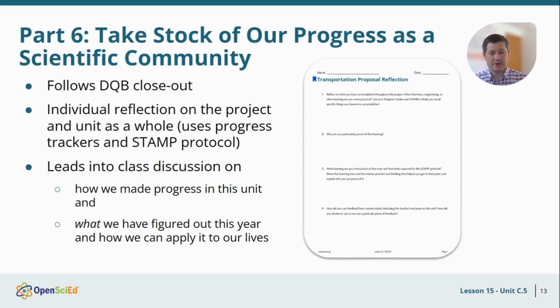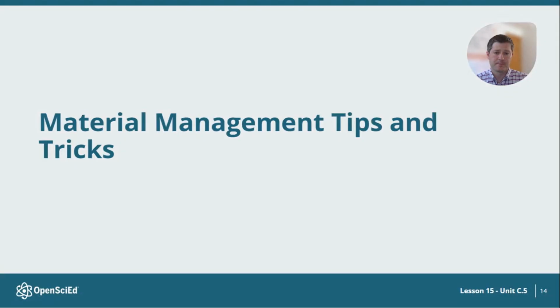Then we have another reflection in part 6. This is going to follow the closeout of the driving question board. And here, students are going to reflect on the project and unit from a process perspective, using their progress trackers, using the STAMP protocol, using their actual design products. And then there's going to be a class discussion on how we made progress in this unit and how, in general, what we figured out this year, how we can apply that to our lives.